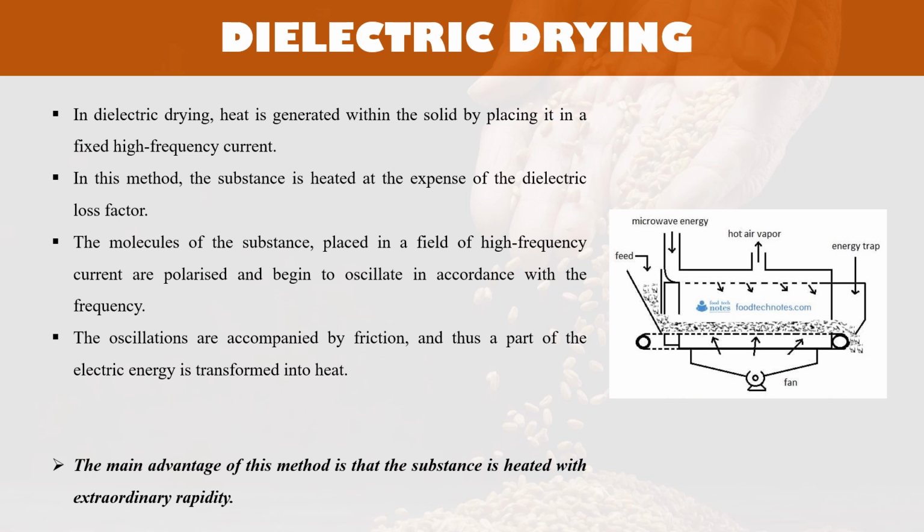Coming to another type of radiation drying, that is dielectric drying. In dielectric drying, heat is generated within the solid by placing it in a fixed high frequency current. In this method, the substance is heated at the expense of the dielectric loss factor. The molecules of the substance placed in a field of high frequency current are polarized and begin to oscillate in accordance with the frequency. The oscillations are accompanied by friction, and thus a part of the electric energy is transformed into heat. The main advantage of this method is that the substance is heated with extraordinary rapidity.